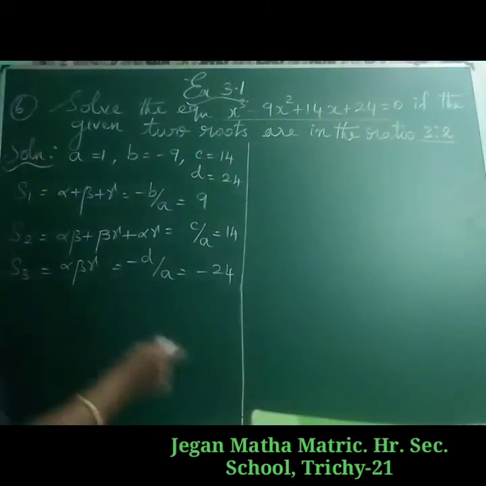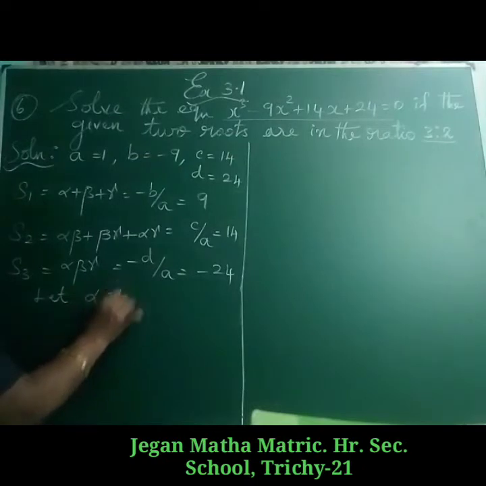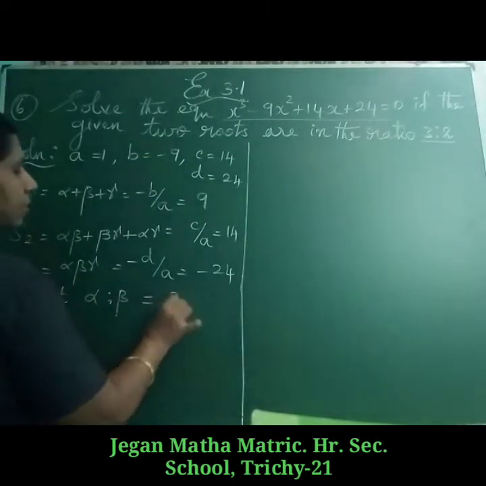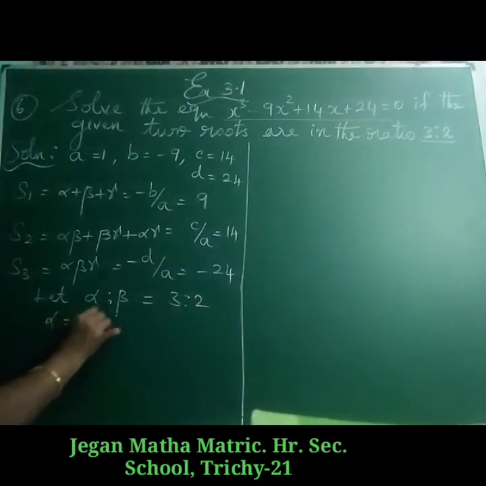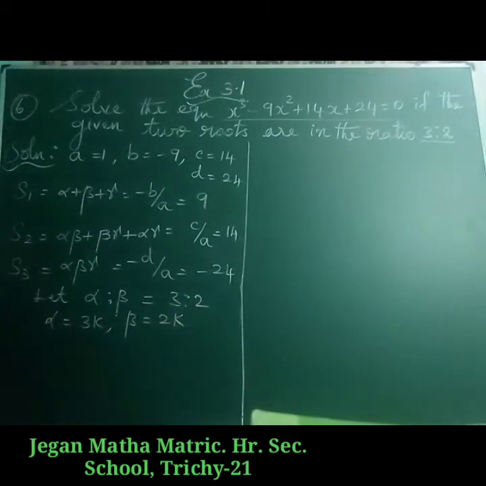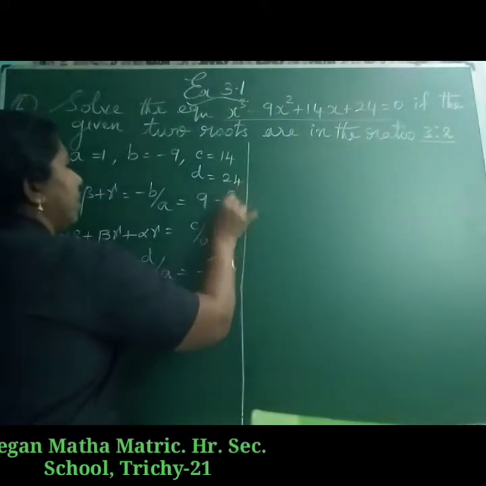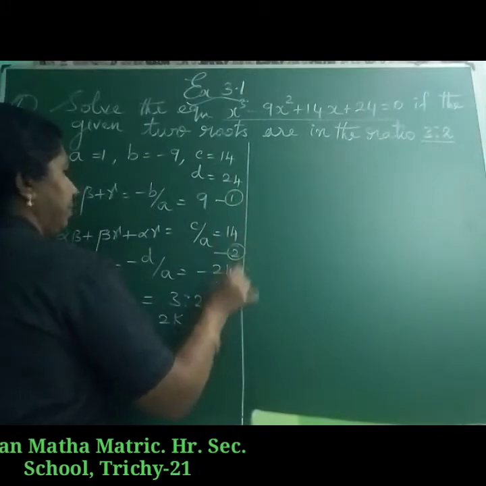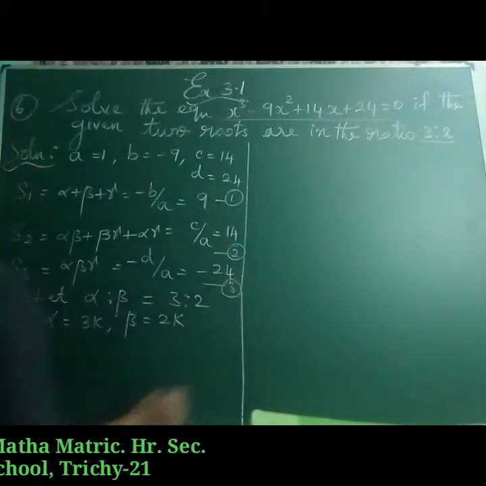since the two roots are given in the ratio 3:2, let alpha is to beta be 3:2. So we are taking alpha equal to 3k and beta equal to 2k. Now these two values you can substitute in the first equation and second equation. This one you can consider as equation number 3.